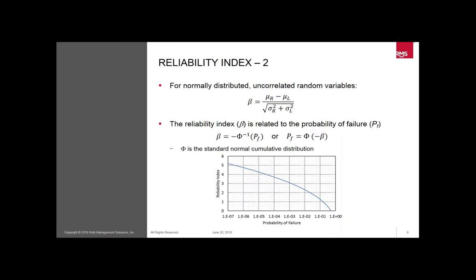The chart below just shows what that looks like, how the probability of failure and the reliability index relate, right? If we have a reliability index on the order of 3, that corresponds to a probability of failure of 1e^-3. If we have a reliability index of 5, we're approaching 1e^-7. So very, very small probabilities of failure lead to larger reliability indexes.